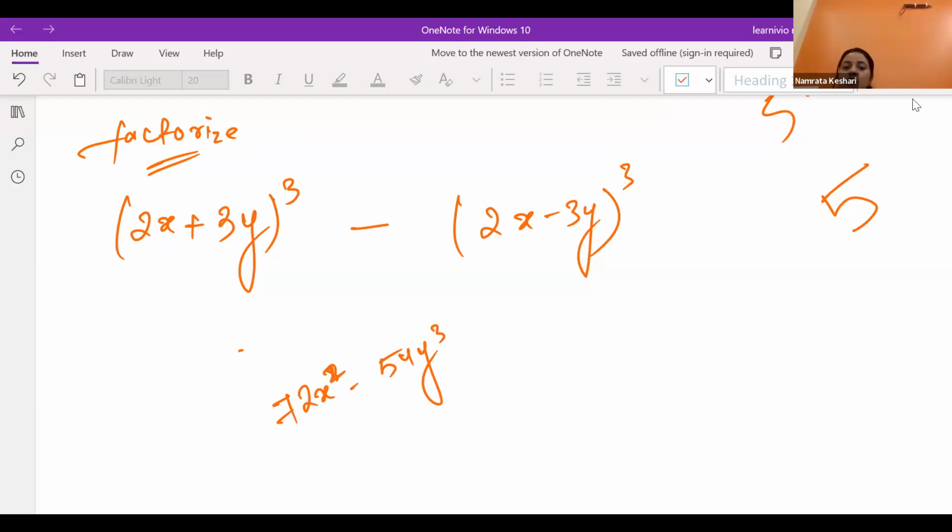Rest of the students, what are you getting? 72x square y. X square y you said? Yes, ma'am. Plus 54y cube. Is it okay now, Sazia? Yes, ma'am. Okay.